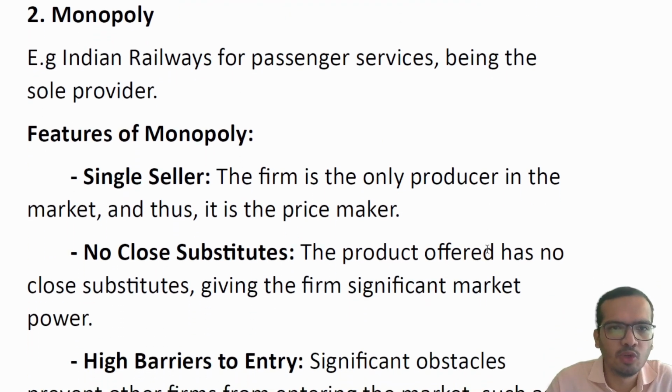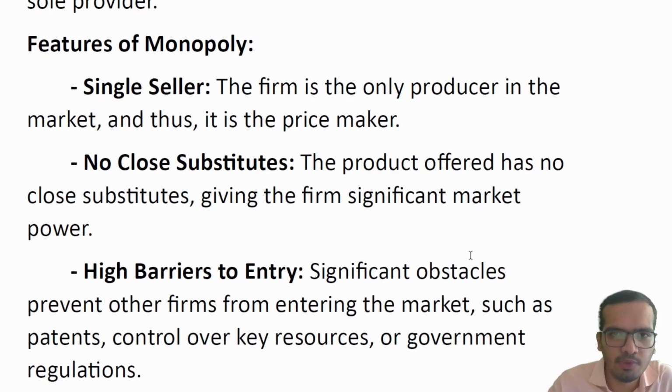So the features could be: first, there is a single seller. The firm is the only producer in the market, and thus it is the price maker, so it will decide the price. Second, no close substitute. That means the product offered has no close substitutes, giving the firm significant market power. So they are powerful because they are a price maker.